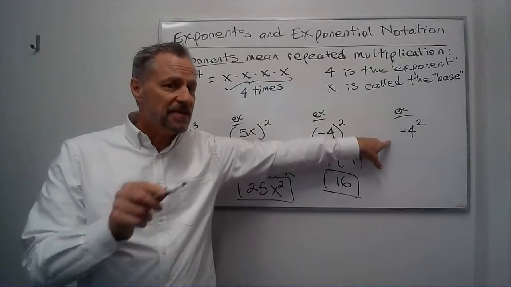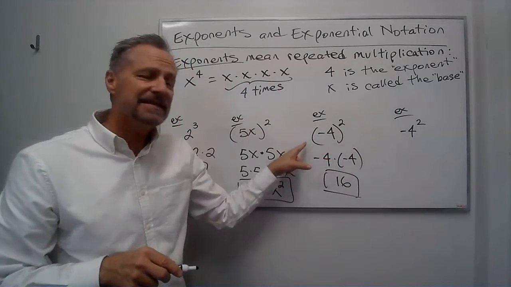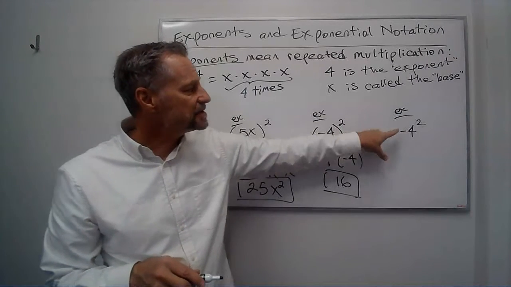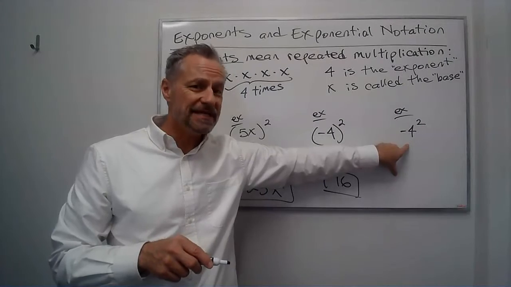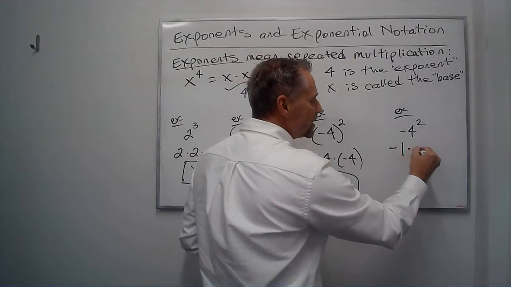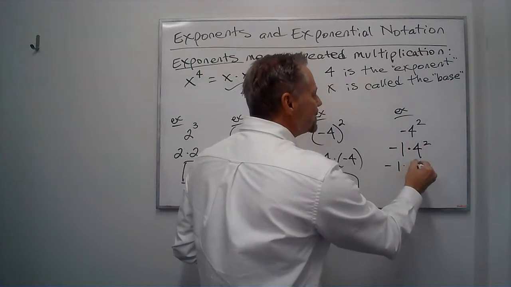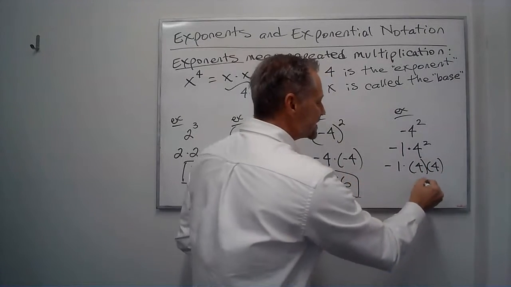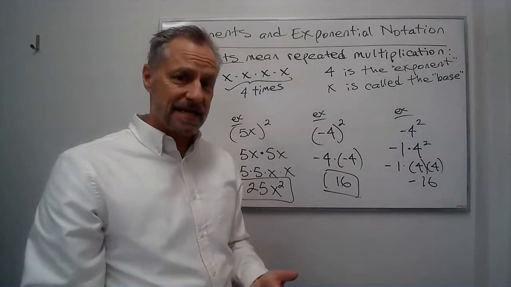Notice it's different than this problem, and this problem causes students a lot of grief. This doesn't mean the same as this one. This one means negative 4 times negative 4. This means the opposite of 4 squared. That 2 is only touching the 4. So what this really means is negative 1 times 4 squared, which is negative 1 times, and then I multiply the 4's together twice. 4 times 4 is 16, but negative 1 times 16 is negative 16.